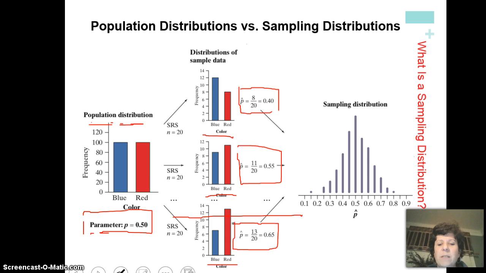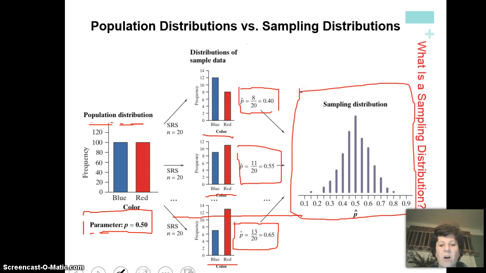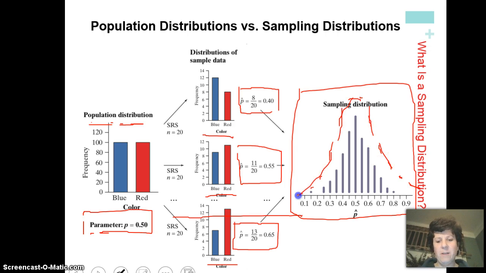So notice the sampling distribution is all the different p hats that we get put on a graph. Well, notice that shape looking quite normal, approximately normal, with all the different p hats, and notice that it centers on what the true proportion is. We know here that the true proportion was 50%. We don't always know what that true proportion is.